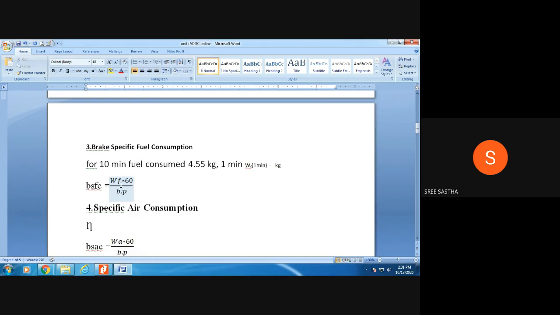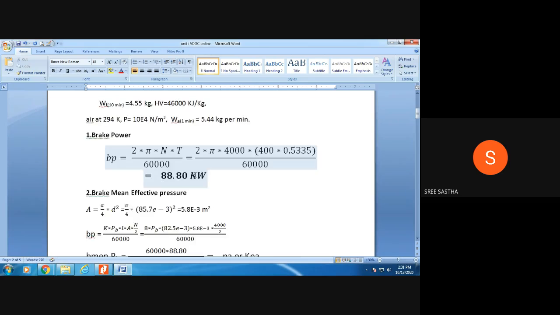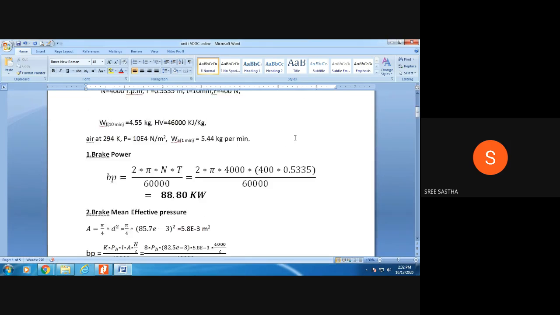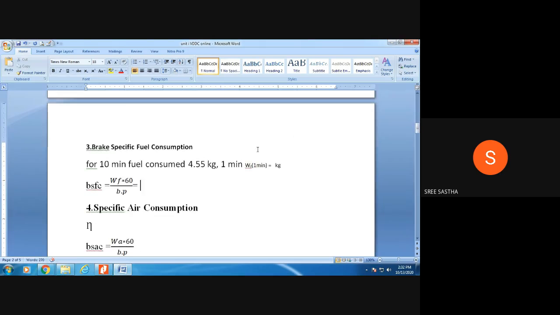Here my unit for WF will be in minute. But what is the data I am having? He has given that for 10 minutes I am conducting a test on the dynamometer. For 10 minutes, I am consuming a fuel of 4.55. So for 1 minute, how much fuel am I going to consume?